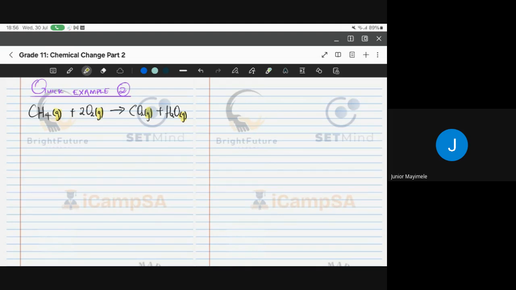Now, the question says, find the volume, let's say, of carbon dioxide gas produced when, let me write it for you. I'll use just a simple volume. Find the volume of carbon dioxide gas produced.